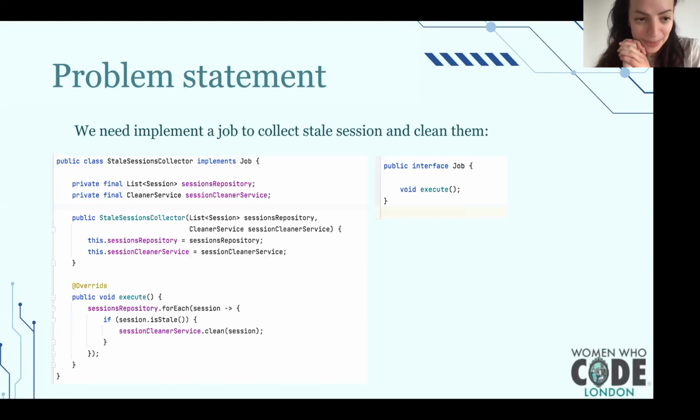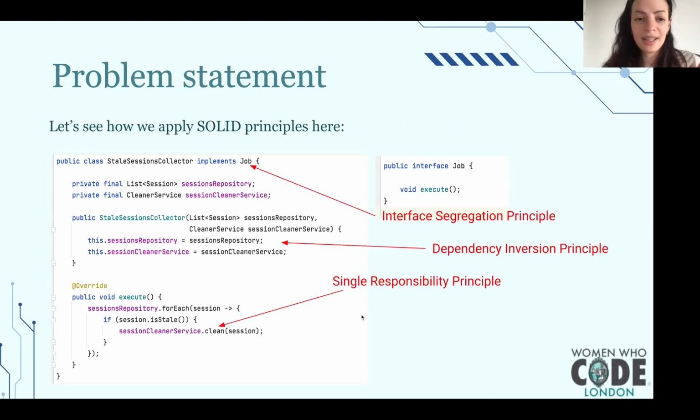So the example here, again, is our stale session collector. We need to implement a job to collect stale sessions and clean them. Basically we have an interface and a job which executes something. And we have this session repository again, and a session cleaner service. If a session is stale, we clean it. Everything is perfect. And as I promised, SOLID principles.